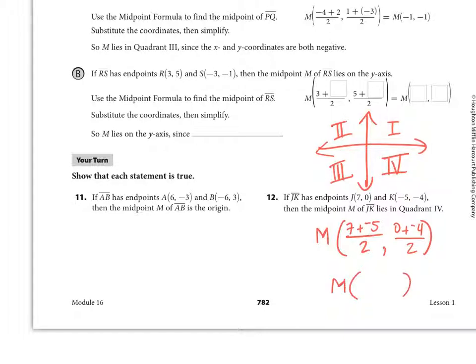And remember, this is written like a point. It's in parentheses. It has a comma in between the two parts of the formula. If I add 7 and negative 5, that's equal to 2. Then divide it by 2, I get 1. 0 plus negative 4 is negative 4 divided by 2 gives me negative 2. So the point M, 1 comma negative 2 does lie in quadrant 4. You can stop there. You can state that it does lie in quadrant 4, but I would accept you just leaving this as it is. Go ahead and try number 11.